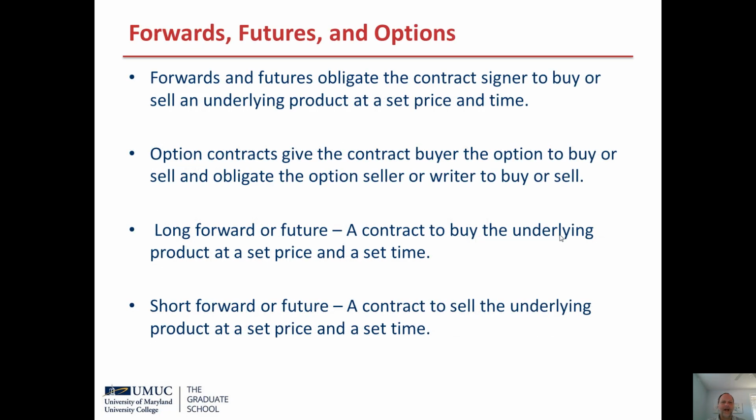Again, forwards and futures obligate the contract signer to buy or sell an underlying product at a set price at a set time, and for forwards, delivery usually takes place. For futures, they're commonly a hedging mechanism, and they guarantee, in a sense, a price, but they don't necessarily result in delivery. Option contracts, on the other hand, give the buyer the option to buy something at some set price for some set time, or in the case of a put, to sell for some set price or some set time.